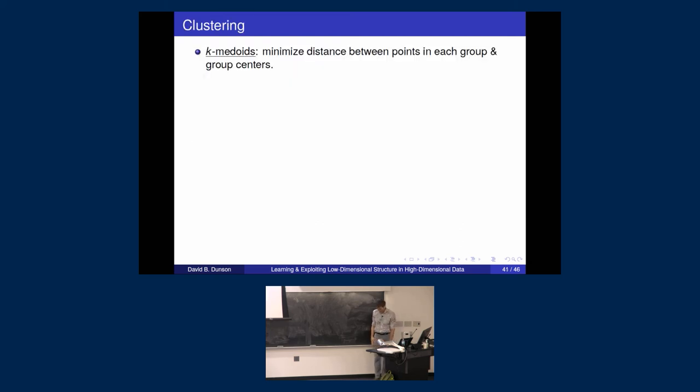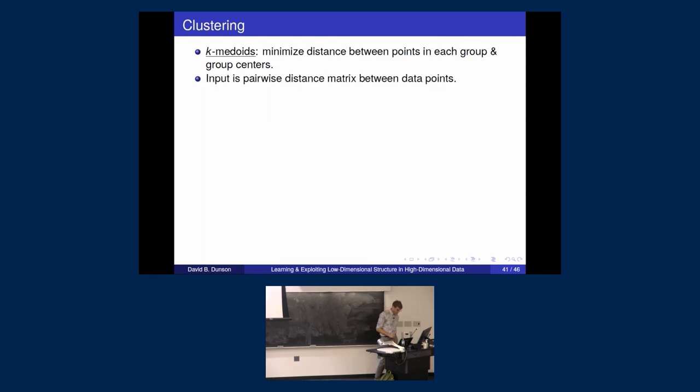We wanted to try it in an application, because in statistical machine learning applications you're not usually using the geodesic distance directly; you want to use it within some algorithm. Many algorithms use those. One example is k-medoids. We're going to try clustering based on k-medoids, an alternative to k-means. We minimize distances between points in each group and the group centers, and we're trying to figure out the groups.